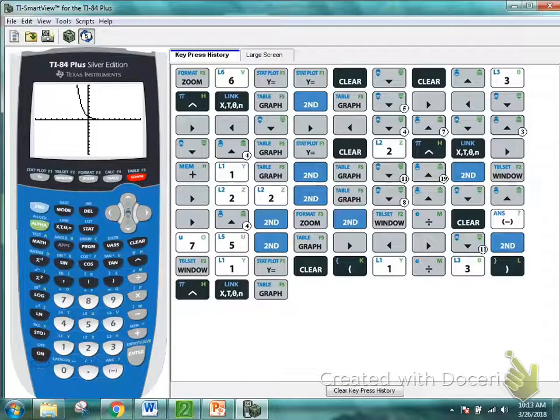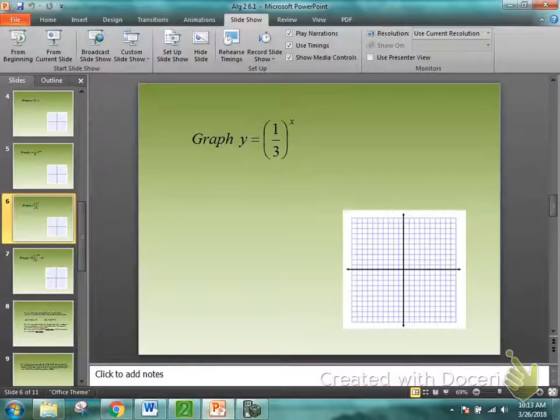What's different? It's going down. It's going the other way, right? Okay. Yeah, it's going down. Right? Okay. It's going down. That's what happens. That's what will happen whenever you have a fraction as your base.